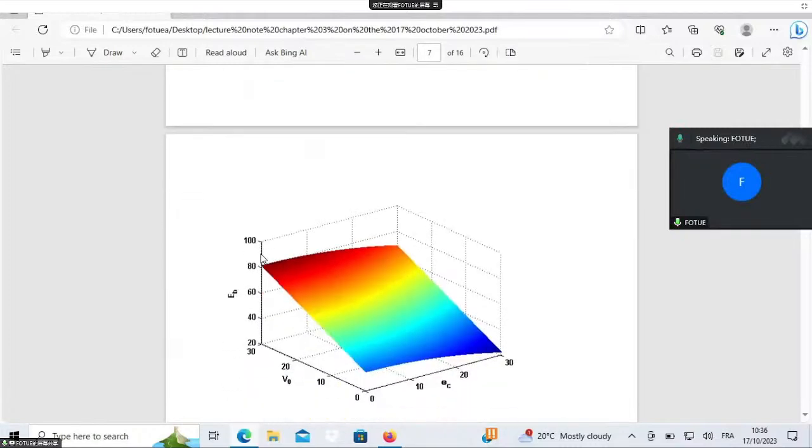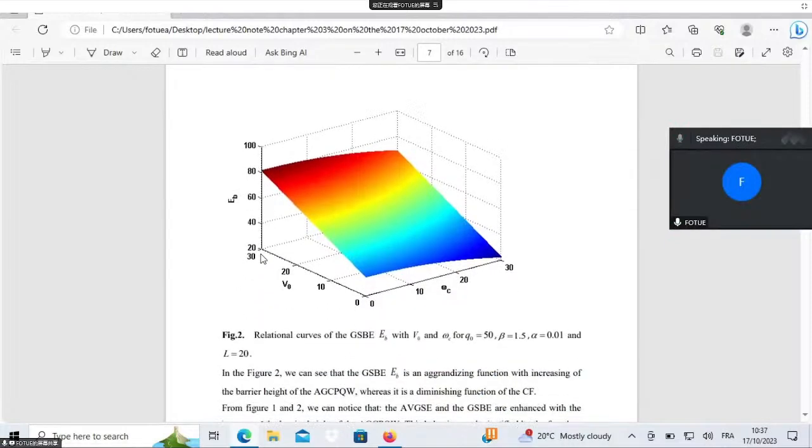Let us also see what is happening on the binding energy for the same parameters. The same parameters mean what? We have the weak coupling regime, which is expressed here by the coupling constant alpha equal to 0.01, the impurity strength beta equal to 1.5, the cutoff wave number Q0 equal to 15, and the range equal to 20.